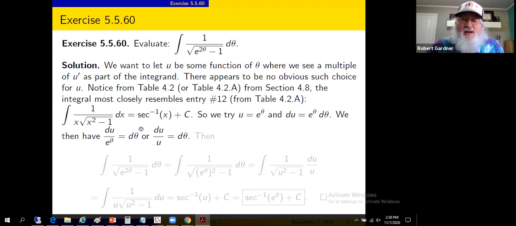Well, let's try to make it match this. I'm still worried, there's no x out there, but I can't think of anything else to do. So I tell you what, let's let u equal e to the theta.